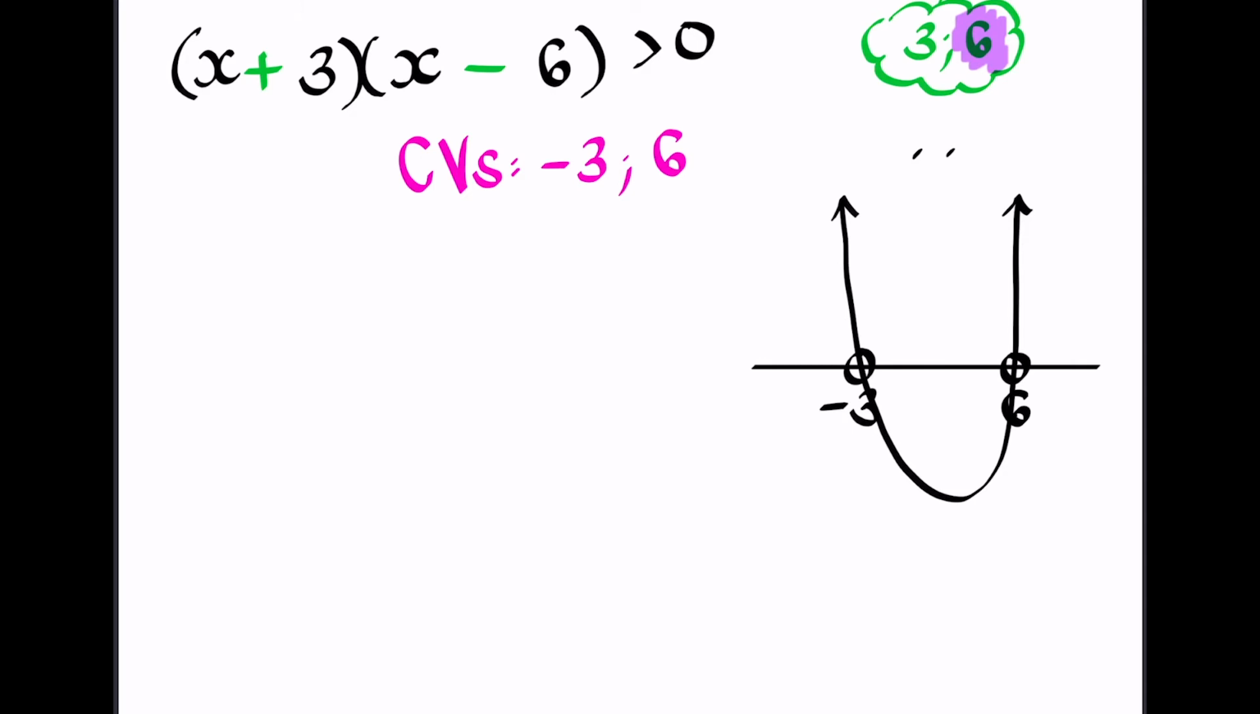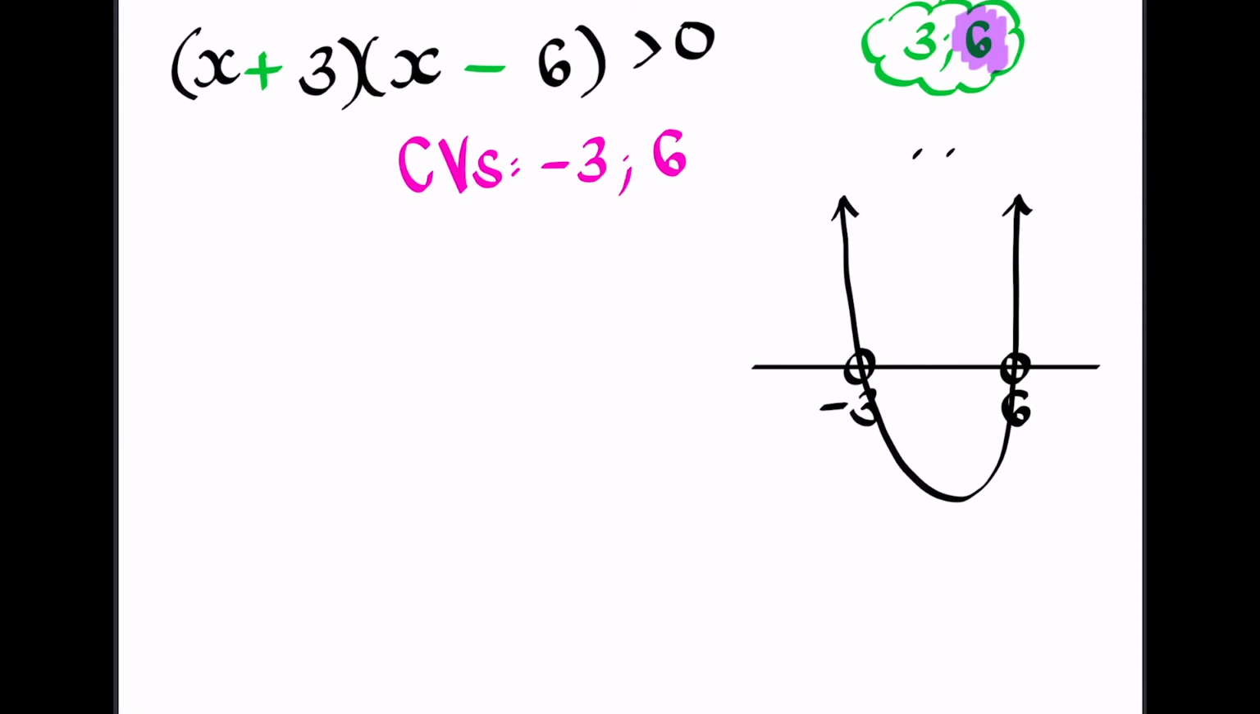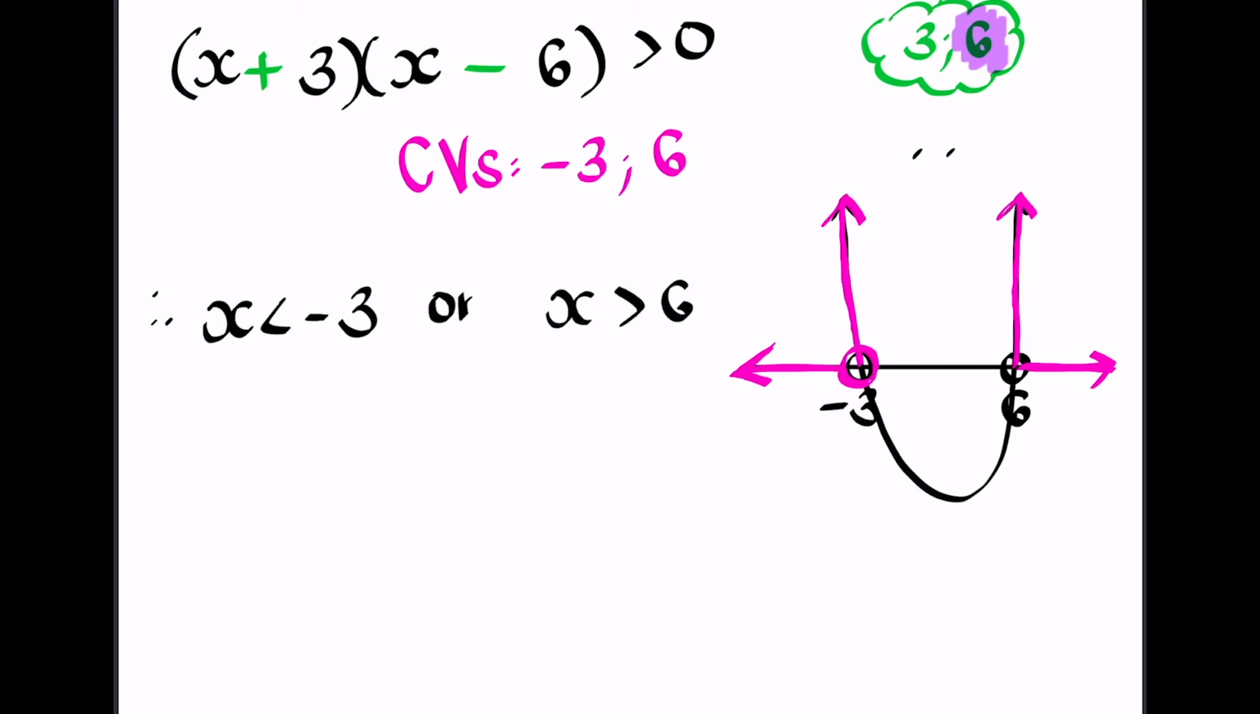And x plus 3, x minus 6 is greater than 0. So greater than 0 is positive, positive is above, negative is below. So this is above. So where is this parabola above? It's above at the -3 and it's above at the 6. So where will it be above? It will continue to be above when x is less than -3 or when x is greater than +6. So therefore, x needs to be less than -3 or x needs to be greater than +6.